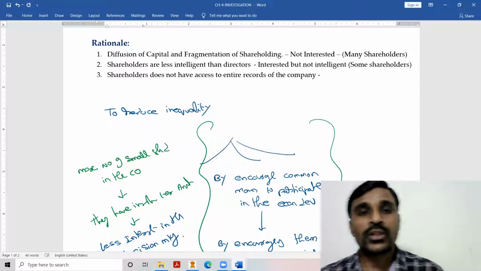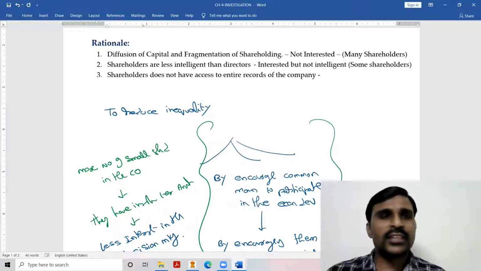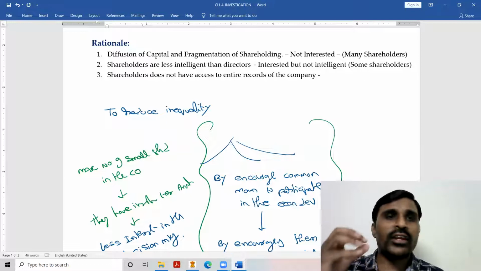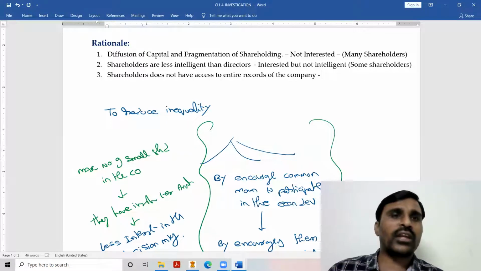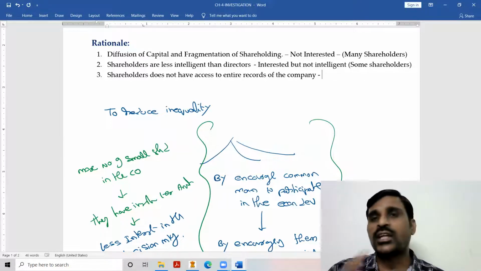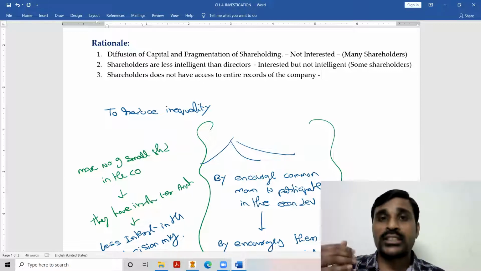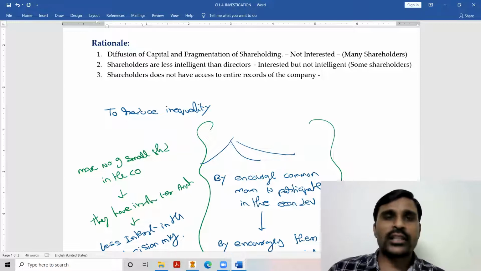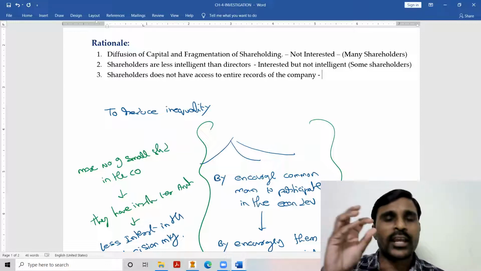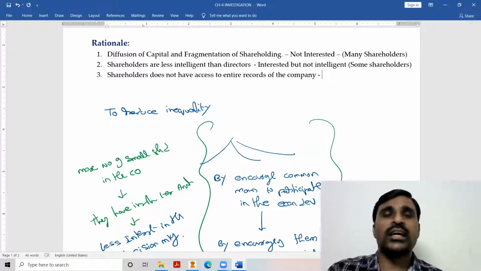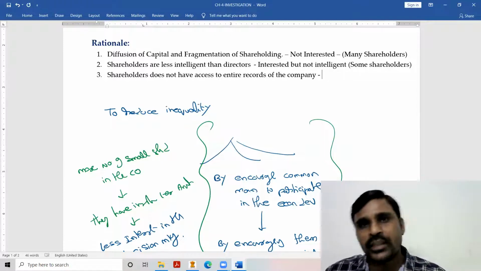This is the point. Remember, shareholders have a right to verify or inspect only some of the registers. Shareholders cannot verify each and every book and record of the company. Inspection is a statutory right, not a contractual right. Therefore, shareholders can verify only those records specifically permitted in the Companies Act.